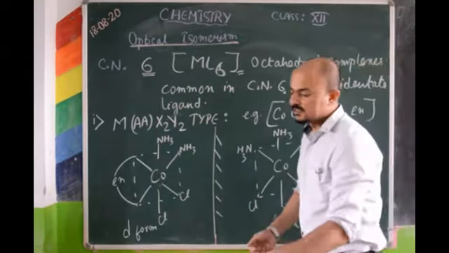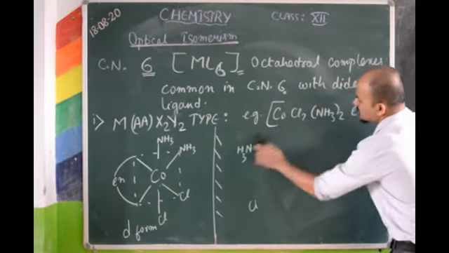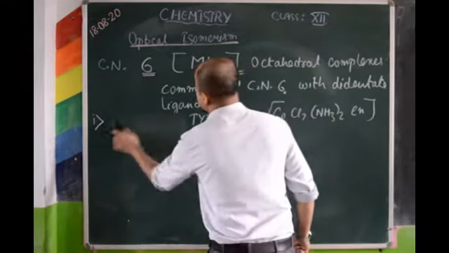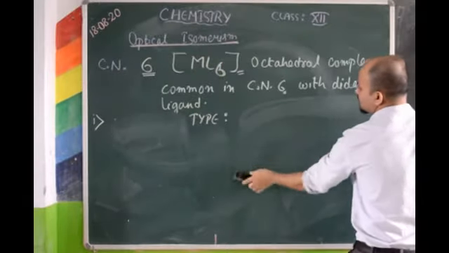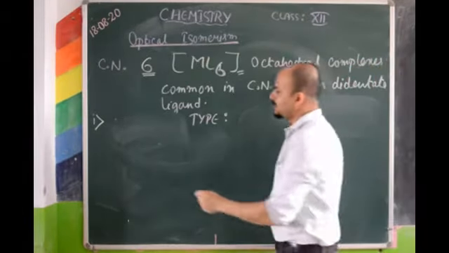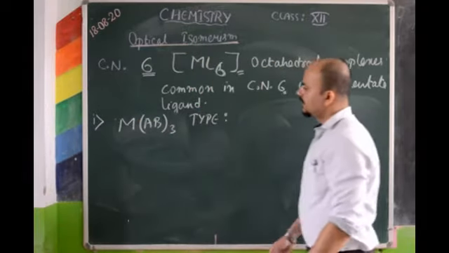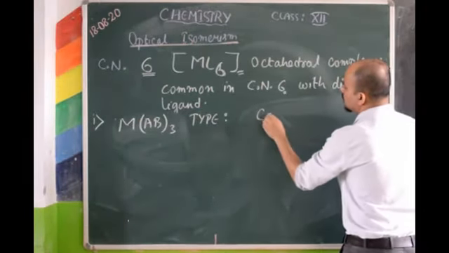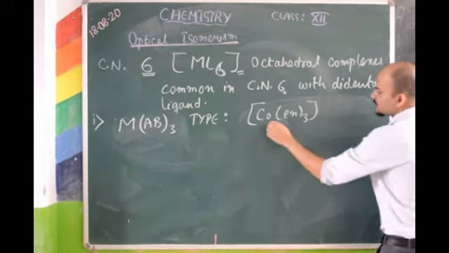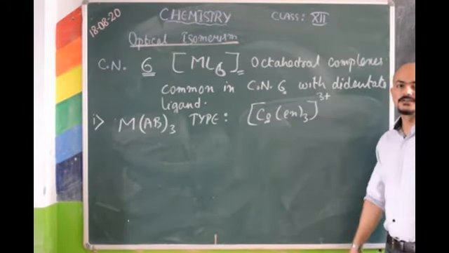Now let's discuss the third type of optical isomerism in octahedral complexes. Here, the type and example is different. These complexes will be of the type M(AA)3, and the example is cobalt, En 3. Since cobalt is positively charged and its oxidation state is 3 plus, therefore here you will be having 3 plus.